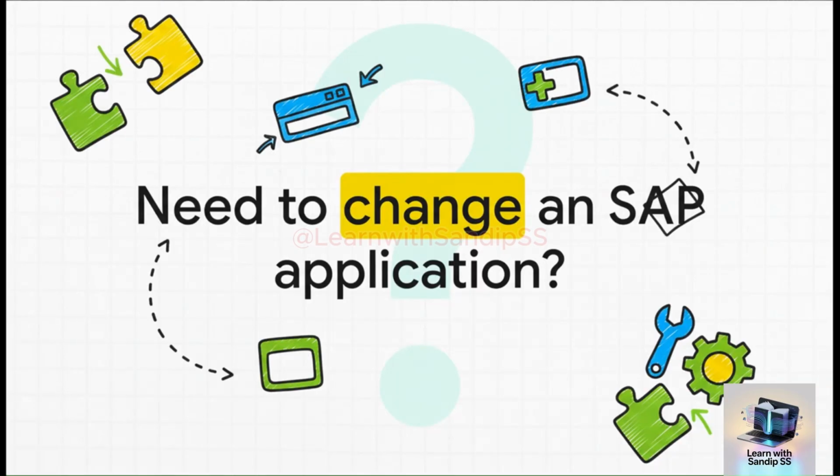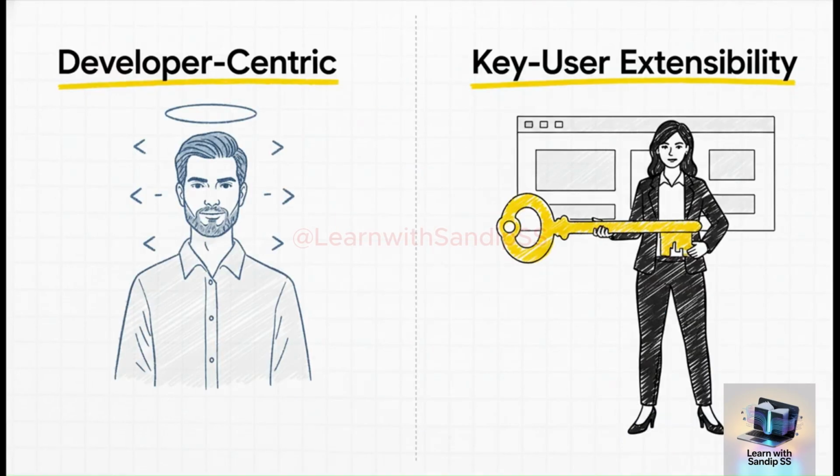So, have you ever been in an SAP Fiori app and just thought to yourself, this would be so much better if I could just move this one field over here, or maybe I really, really wish we had a spot for this one piece of info. It's a super common problem, right? Well, the solution might be a lot closer than you think. And that solution is called Key User Extensibility.